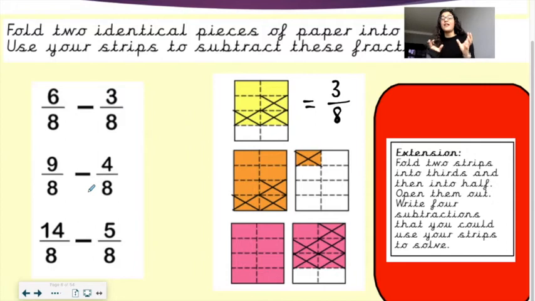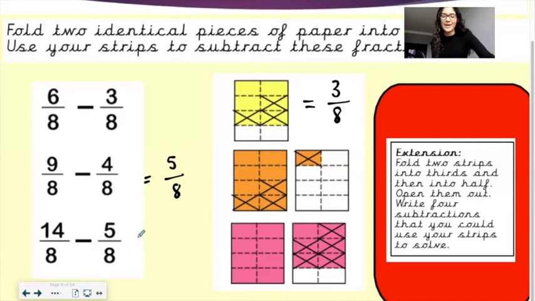The second one, 9/8 take away 4/8. Now, because we had 9 parts to shade in, you needed 2 pieces of paper. You shade in 9 squares and you take away 4 of them to then get you the answer. I'll write it here because of space. 5/8, because 5 parts are left uncrossed.